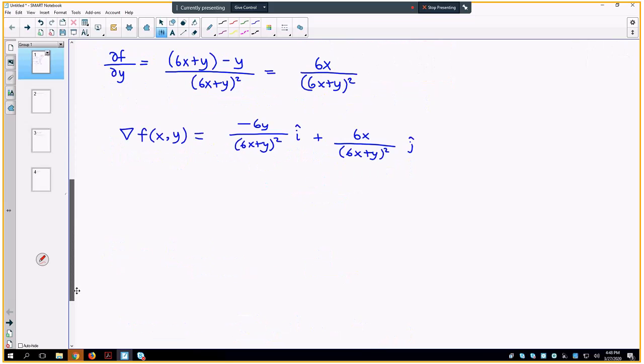So let's take the dot product. The directional derivative of f in the direction of u is going to be minus 6y over 6x plus y whole squared, dotted with, rather, I should say multiplied with, square root of 3 over 2, plus 6x over 6x plus y whole squared, multiplied by negative 1/2.